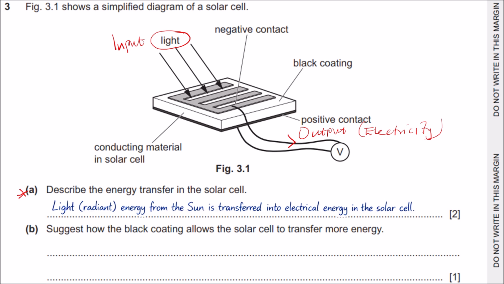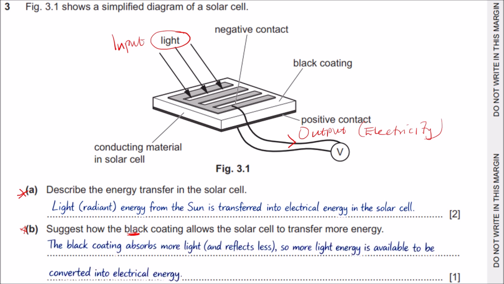Part B of the same question asks how the black coating allows the solar cell to transfer more energy. The interesting thing is you should know the properties of black color in terms of energy absorption and reflection. Black is a good absorber because it reflects less energy. So the ideal answer should be the black coating absorbs more light and reflects less, so more light energy is available to be converted to electrical energy.